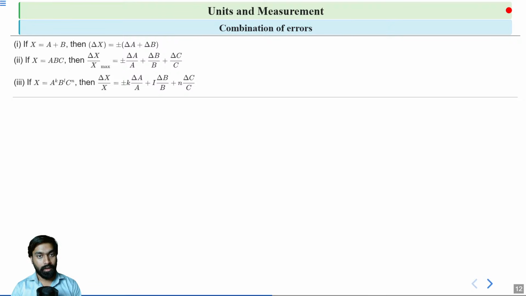And third one is, if x is equal to a raised to the power k into b raised to the power l into c raised to the power n, then Δx divided by x is equal to plus minus k into Δa divided by a plus l into Δb divided by b plus n into Δc divided by c. These are the fractional errors in a, b, c. So the maximum fractional error in x is equal to the sum of the fractional errors of the individual quantities multiplied by the respective powers k, l, n. This formula shows that the errors add up in multiplication, division and powers. Here the plus minus sign means that the final error can be positive or negative.